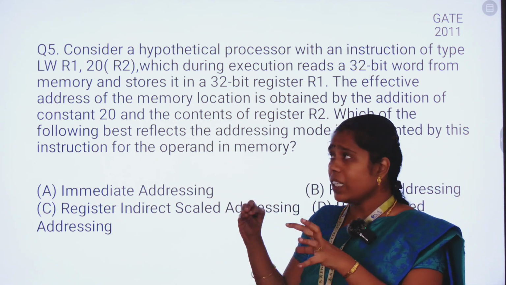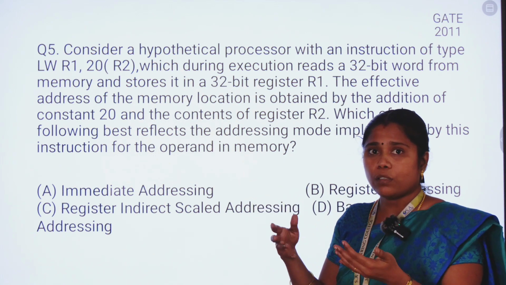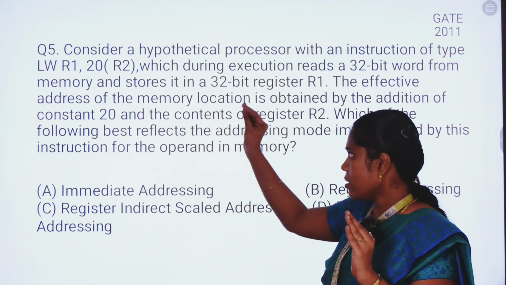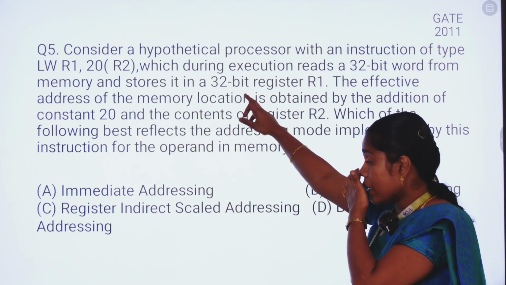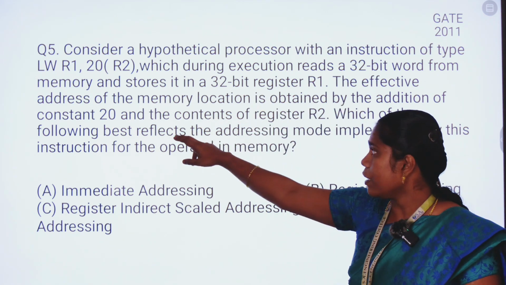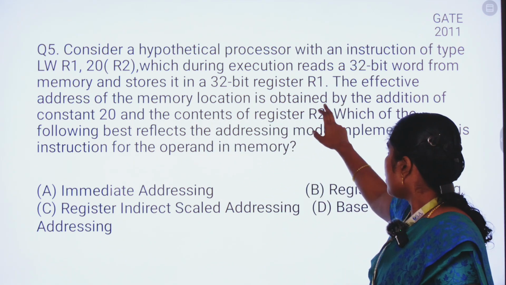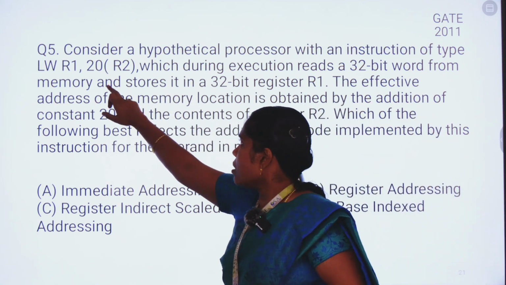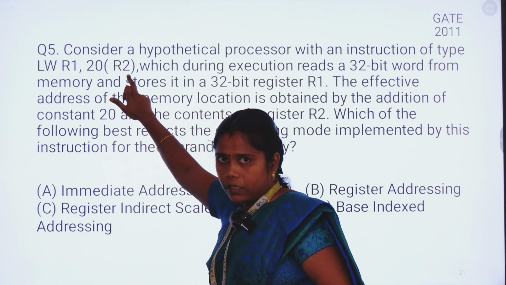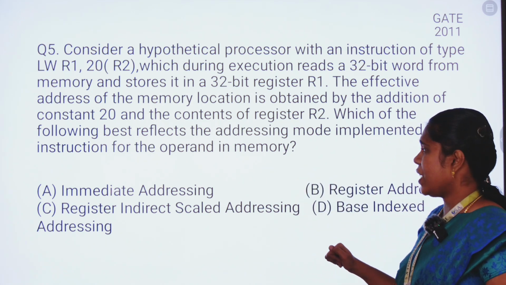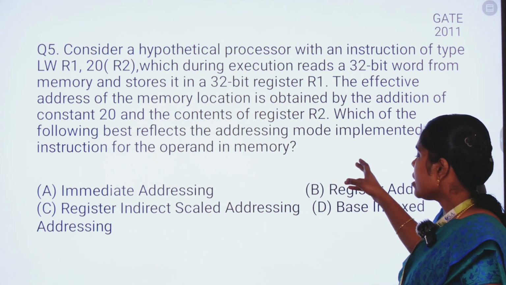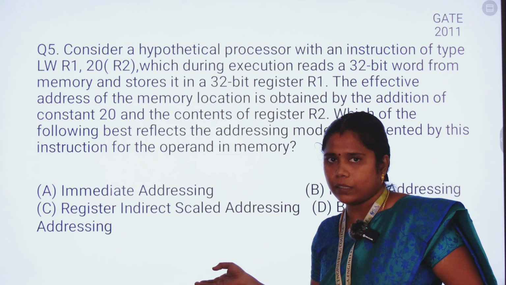When you read this question, it has four to five lines, so it's a big question. But what is given in the instruction is explained here. It is a 32-bit register. The effective address of the memory location is obtained by adding a constant 20 to the value in the register R2, and the content is loaded into the register. So you have to find out which addressing mode can be used to implement this instruction type.